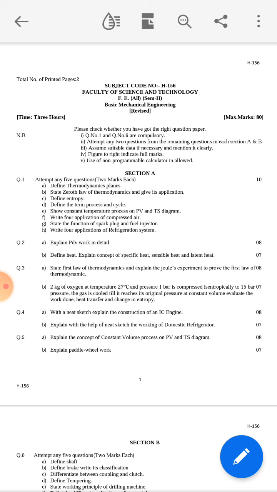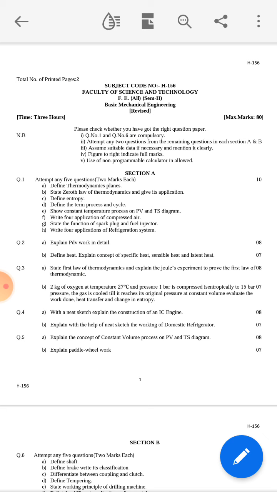So we have to define it as the change in entropy is the rate of change of heat per unit temperature. This is called entropy, right? So this is a 2 marks question. So if you write this mathematical form also, you can get the marks, right?